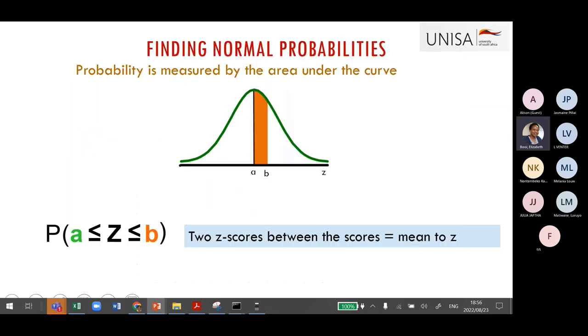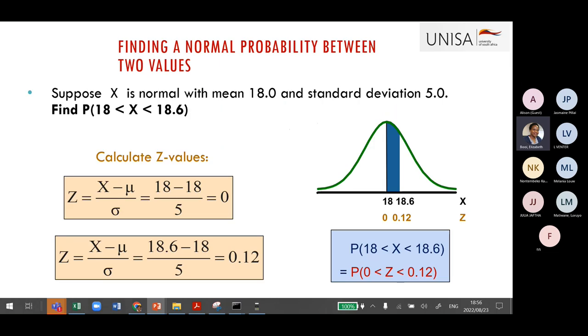So let's look at how we do this. Let's suppose that x is normally distributed with the mean of 18 and the standard deviation of 5. And we need to find the probability that x lies between 18 and 18.6. Now, in order for you not to get confused with this, you can calculate the z value for the first value and calculate the z value for the second value, like I did here. We calculate the z value for 18, which will be 18 minus the mean of 18, divided by the standard deviation of 5, because this was our x, and we get that it is 0. And then we do the same for 18.6: 18.6 minus the mean of 18, divided by the standard deviation of 5. And we get that it is 0.12.